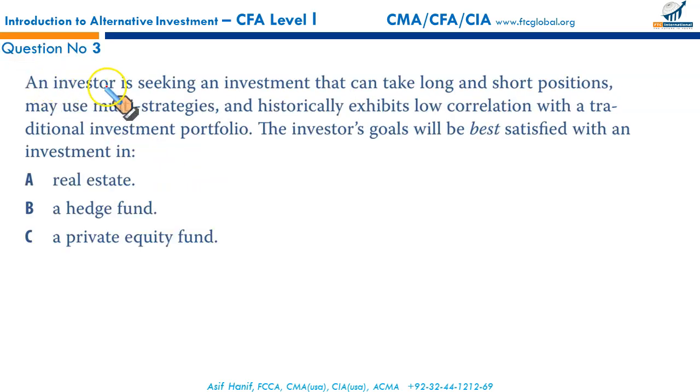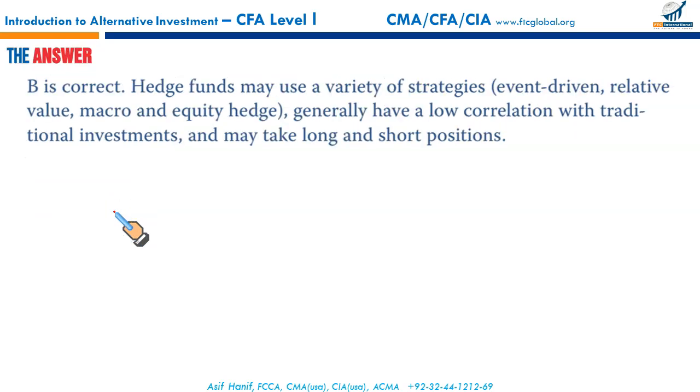Question number 3. An investor is seeking an investment that can take long and short positions, may use multi-strategies, and historically exhibits low correlation with the traditional investment portfolio. The investor's goals will be best satisfied with an investment in real estate, hedge funds, or private equity. Very straightforward. Hedge fund. Why? Because hedge funds usually use a variety of strategies, and their returns are less correlated with traditional investments. And of course, they can take long and short positions. So that makes B the correct option.